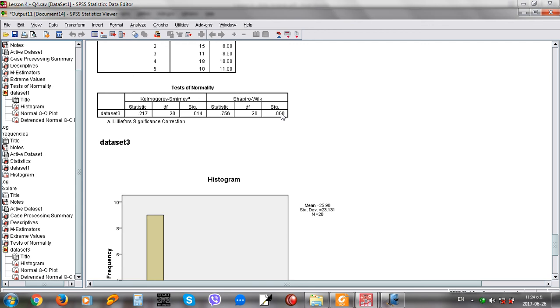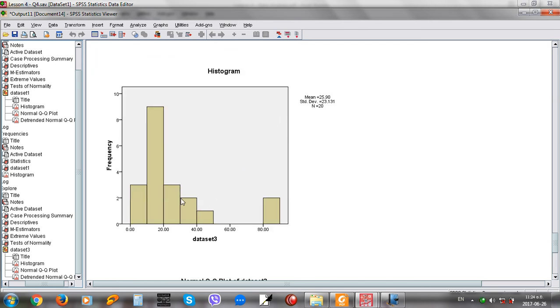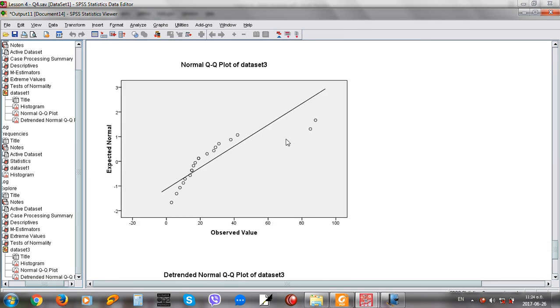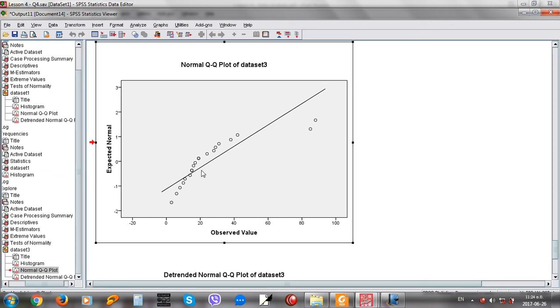If it is normally distributed, this should be greater than 0.05. So this data set is not normally distributed. We can't apply the test, right? Only if it is normally distributed can we do the test and check whether our null hypothesis is true or false. If it is not normally distributed, we can't use the parametric test, right? Here we can't see the histogram shape, so we have to take the other one. The QQ plot is not like a line.